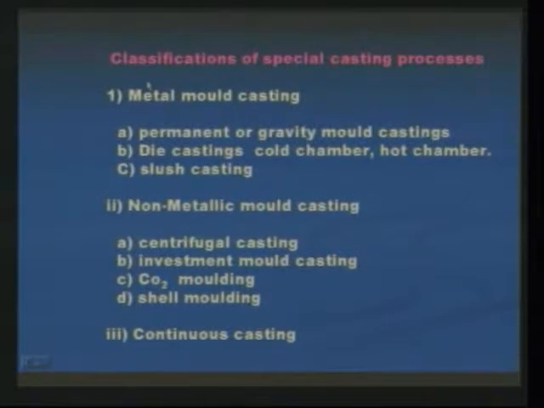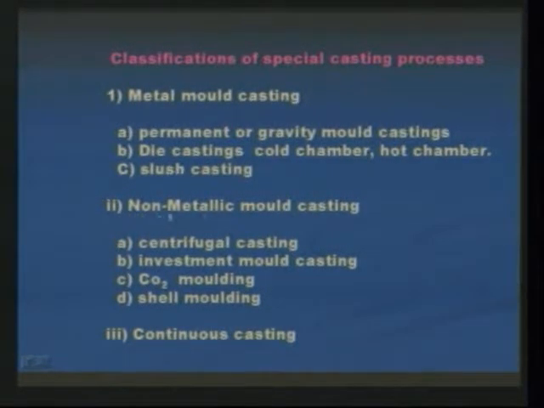The classes, depending upon the applications, are classified as follows. First one is metal mold casting. In the metal mold casting, there are again three categories. First one is permanent mold casting. Second one is die casting. In the die casting, there are two types, cold chamber and hot chamber. And the third one is slush casting.